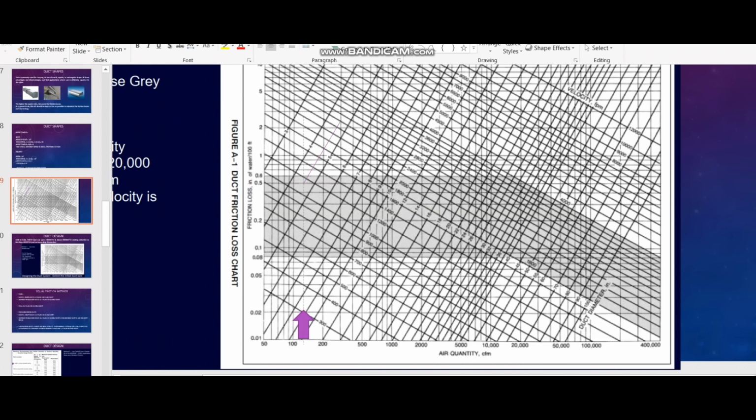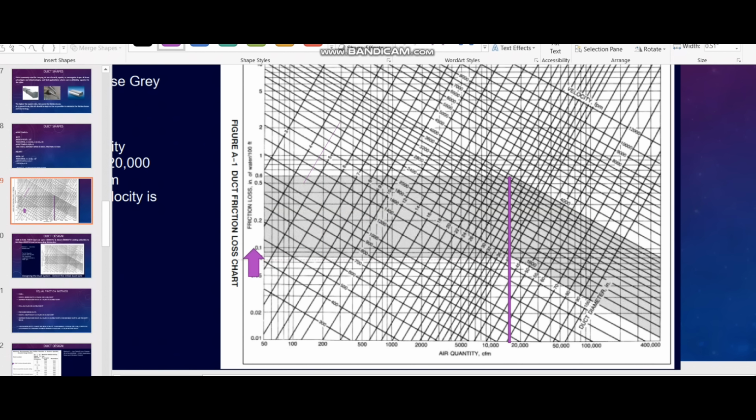Similarly, you can see in the sloping lines 300, 400, 500, they have given the velocity value, and also the duct diameter, the circle diameter, like you see here 3 inch, 4 inch, 5 inch, 6 inch, 7 inch, 8 inch. So these are the values given in the graph. When we go for the duct design, we have to make sure that our selected design values are falling in this gray shaded area.